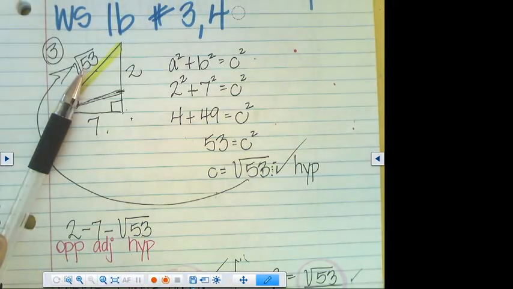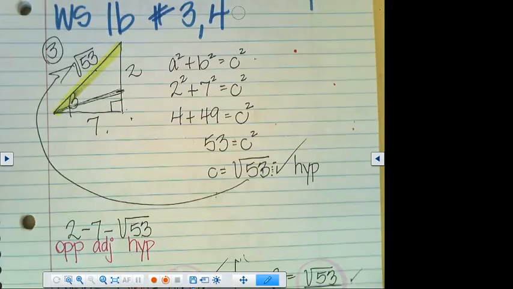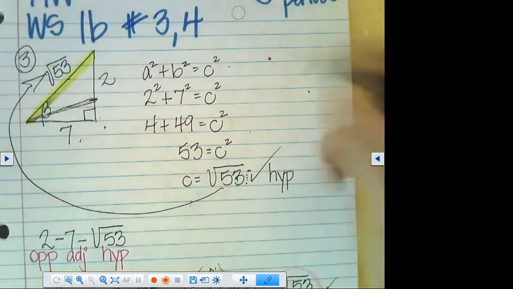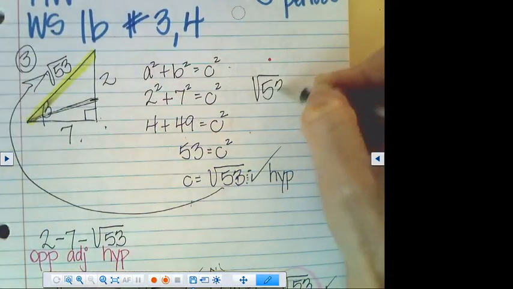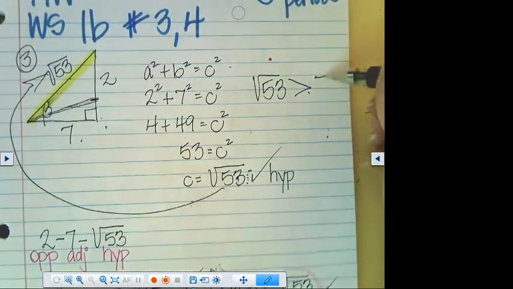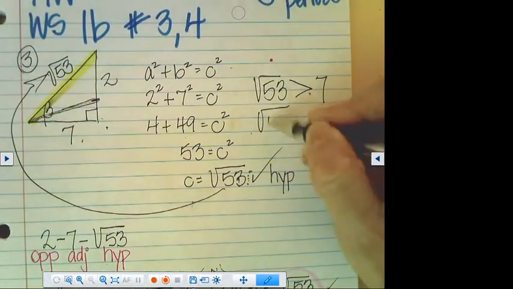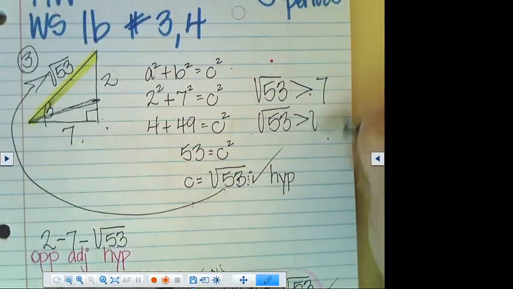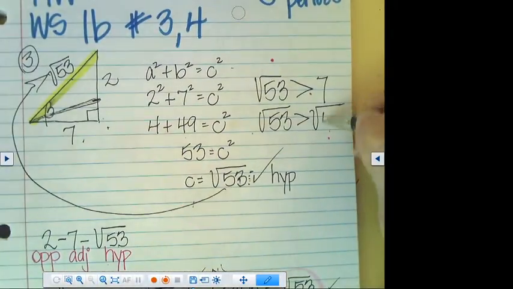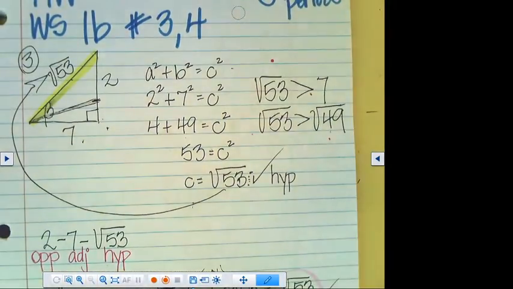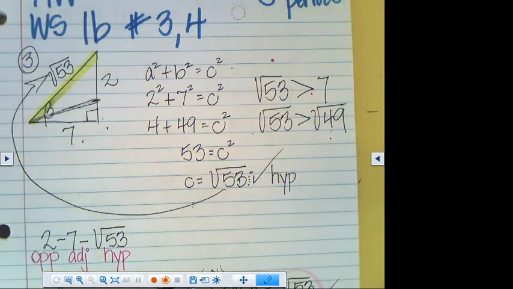How do I know that? How do I know that the square root of 53 is larger than 7? The square root of 53 is larger than the square root of what? 49? See, that's what I was talking about, because 7's... okay, yeah. So the square root of 53 is the largest of all the values. It's actually a tad larger than 7. All right, here we go, guys.